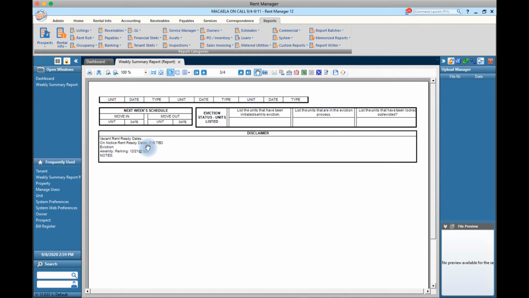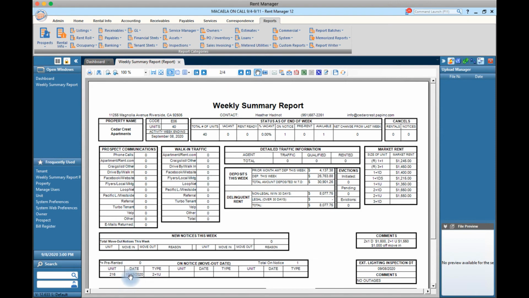So we like to provide those dates to ownership so they know exactly when they can expect someone to be moving in, and it just sets those expectations for both of us. So this unit that's on notice, the rent ready date is to be decided. Since this tenant isn't moving out for a while, we still have some time to get that date ready.